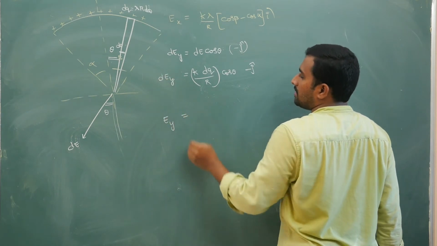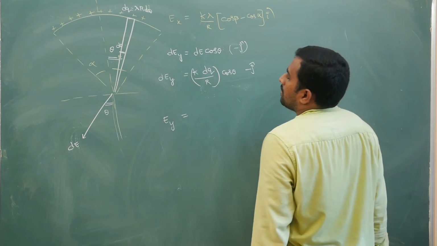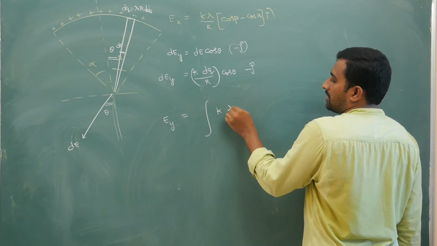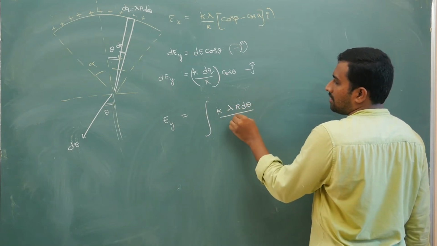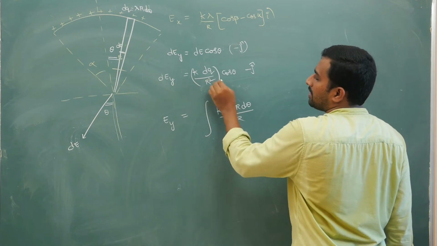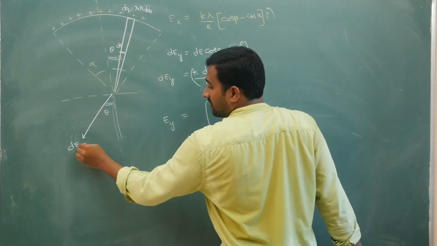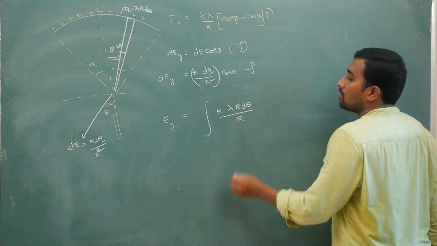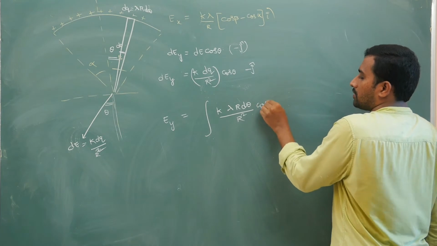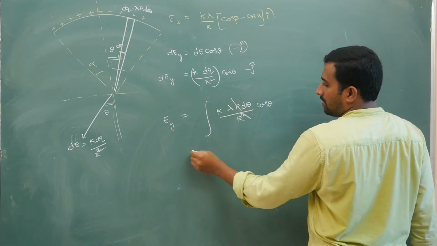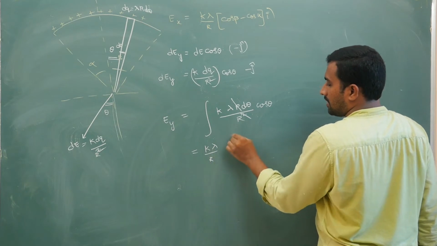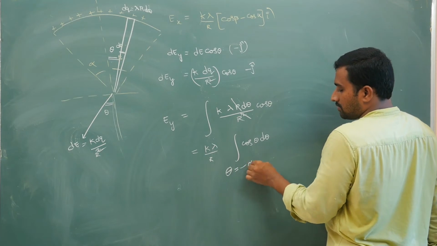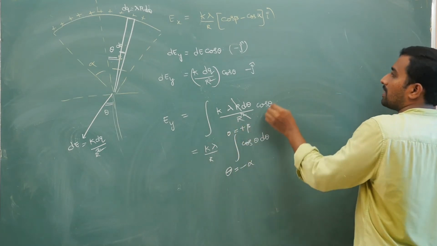So this is your dEy. So your Ey is the integral of k times dq, which is lambda r d theta, by r square. Your small electric field is k times dq by r square, so this much r square into cos theta. You are going to get this much, r will go off. You will get k lambda by r times the integral of cos theta d theta from theta equal to minus alpha to theta equal to plus beta.